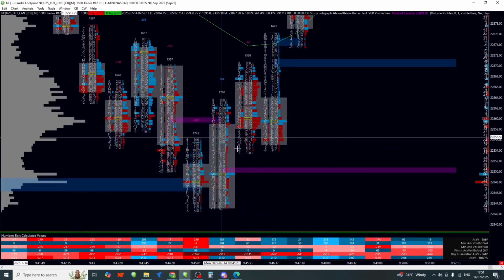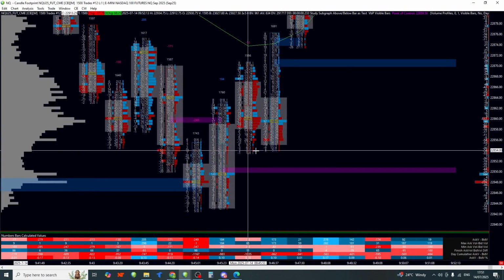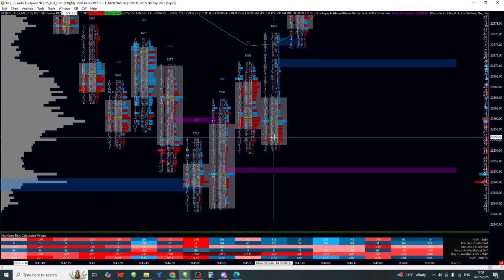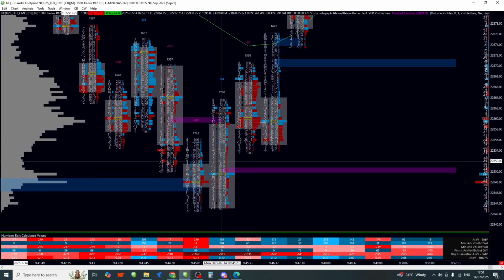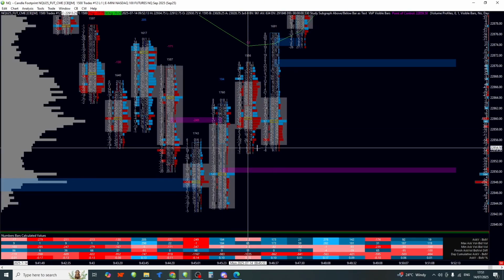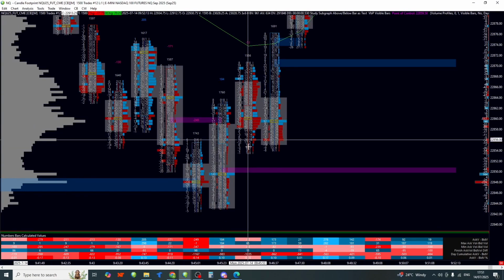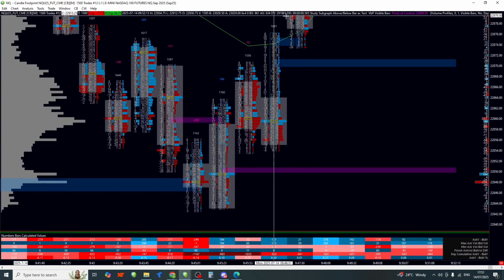So yeah, this is how I use footprints. Look for these imbalances, look for these tests, and look for either one of two things to happen. You're either going to get exhaustion like this, a volume taper into that imbalance, or you're going to get absorption where you have heavy selling, and those sellers get absorbed by wholesale buyers and price goes the other way.